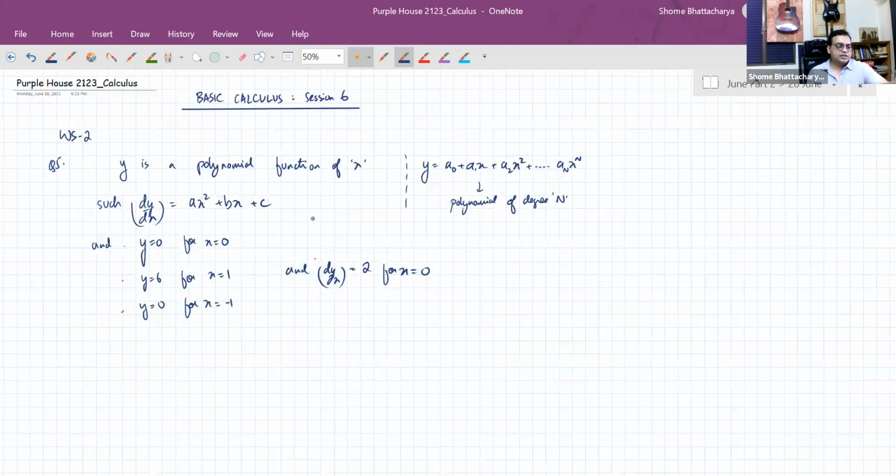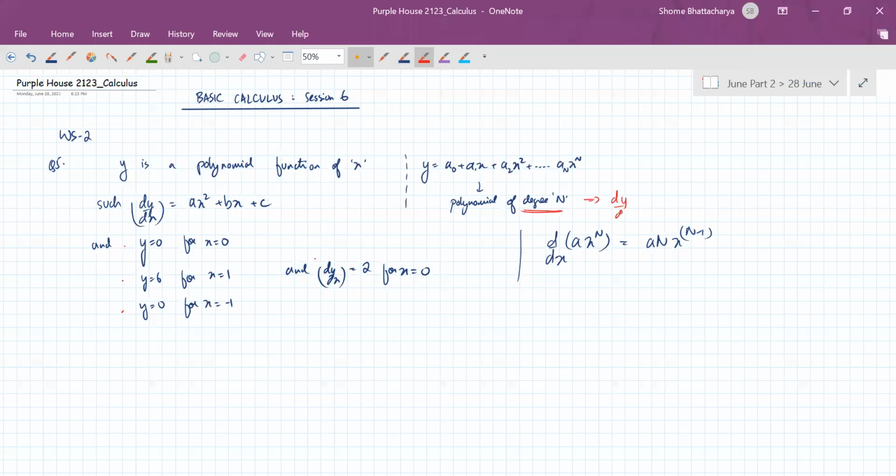So first thing we have to understand is that when we differentiate any term which has x to the power n, what happens to the power? It becomes 1 less, right? This becomes n minus 1. So if y is a polynomial function of degree n, what can we say about dy by dx? Can anybody tell me that? If y is a polynomial of degree n, what does that say about dy by dx? What kind of term will dy by dx be?